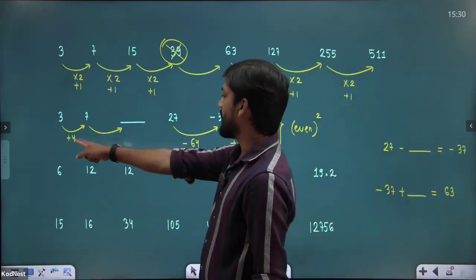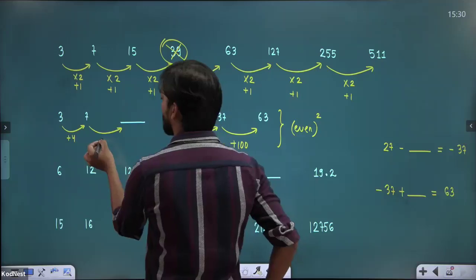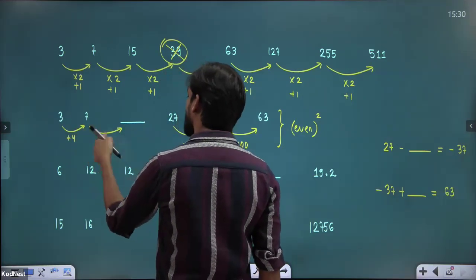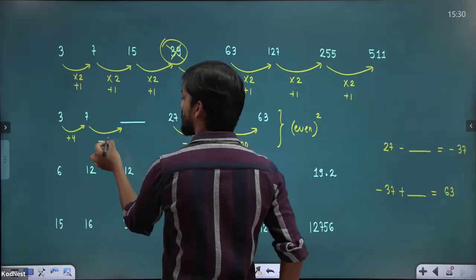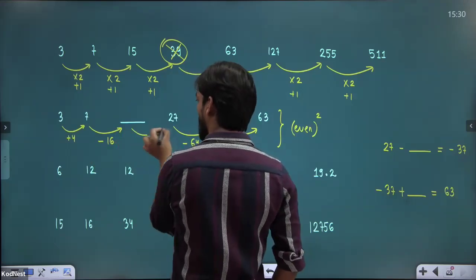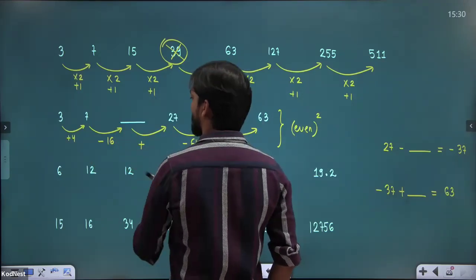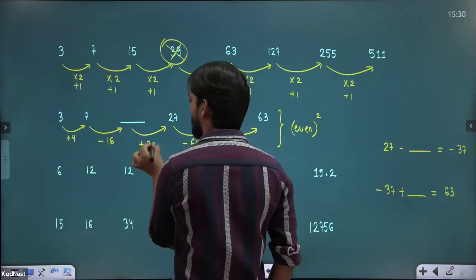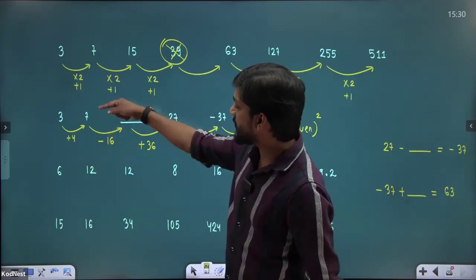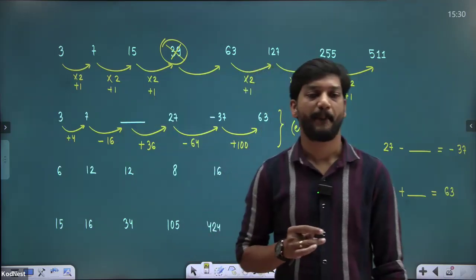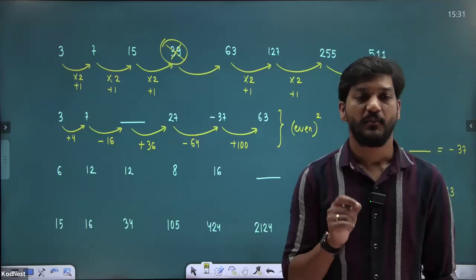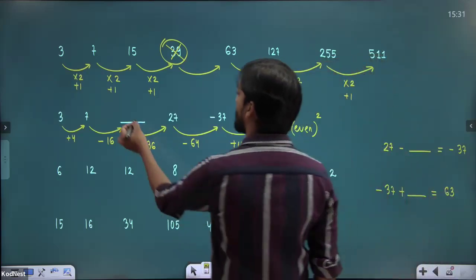So 2 square. Next will be 4 square, that is 16. But I should take alternate sign: plus, minus, plus, minus, plus. So minus 16. Next, again plus. So 2 square, 4 square, 6 square, 36. Now answer please. 7 minus 16, how much? Minus 9. Okay, minus 9.